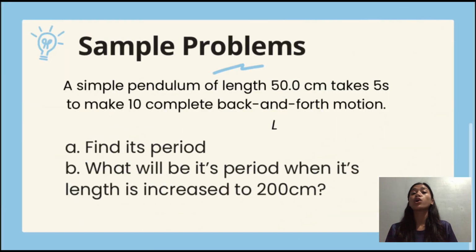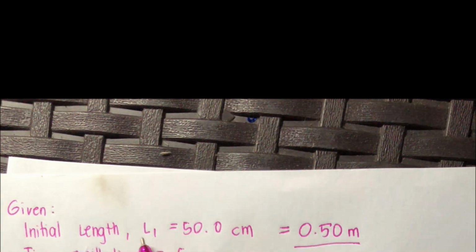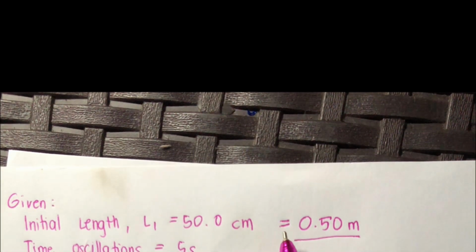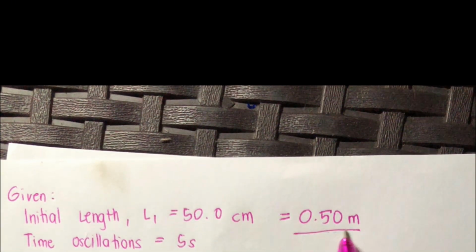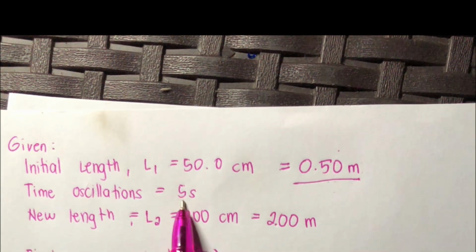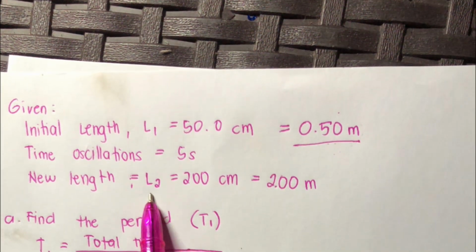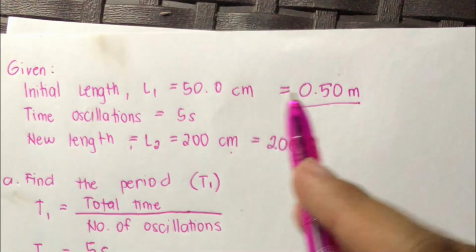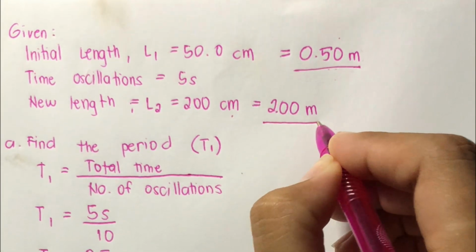Now, let's try to solve some problem. The problem is a simple pendulum of length. Now, let's solve it together step by step. Given initial length L1 is equal to 50 centimeters, we will convert it into meters. That's why it is 0.50 meters. Time for oscillation is equal to 5 seconds. New length or L2 is equal to 200 centimeters. We will convert it also to meters. That is 2 meters.